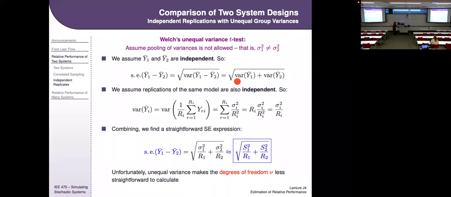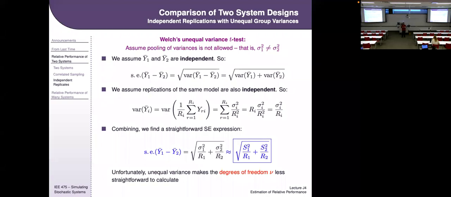It sort of expands to this. If I assume some replications are also independent, then the variance for each system is this formula down here. Combining all of this, I get a straightforward standard error expression, which looks pretty innocuous, pretty easy. That's how we get the standard error of the mean when we're using unequal variance. It just looks like the square root of the sum of the variances. It kind of makes sense.